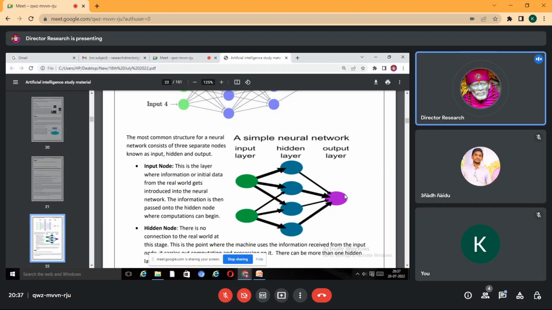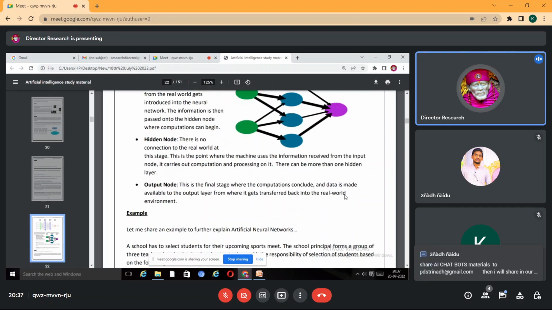Hidden node means there is no connection to the real world at this stage. It's a point where the machine uses information received from the input node. The output node is the final stage, where the result is made available at the output level and gets transferred back to the real world environment.